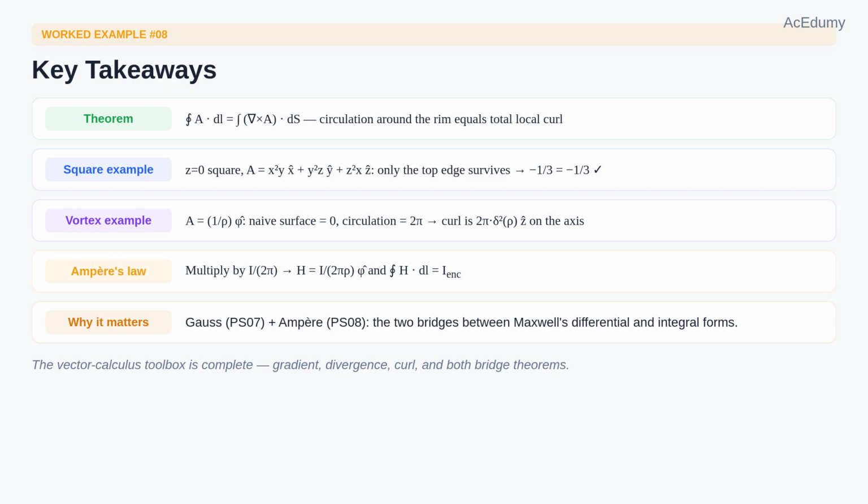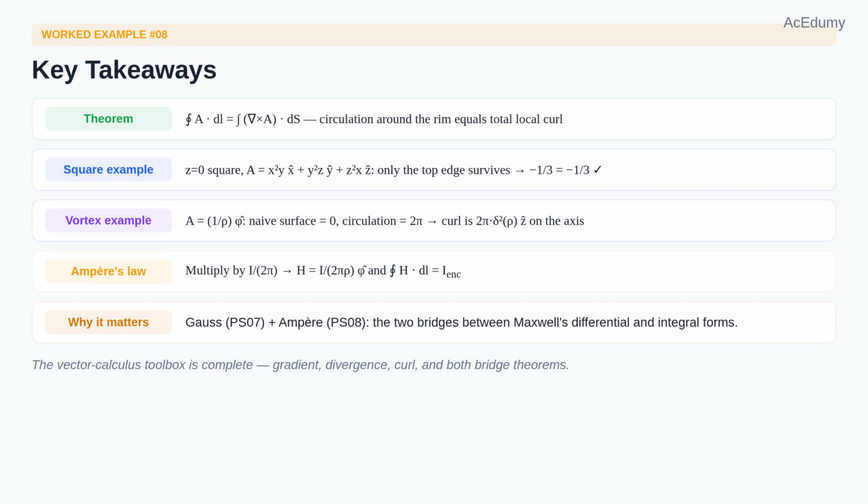Second, the vortex field 1 over rho phi hat. The naive surface integral gave 0, the circulation gave 2 pi, and the mismatch was the whole point. The curl hides on the axis as a delta function. Scale by I over 2 pi, and out comes Ampère's law. The circulation of H equals the enclosed current.